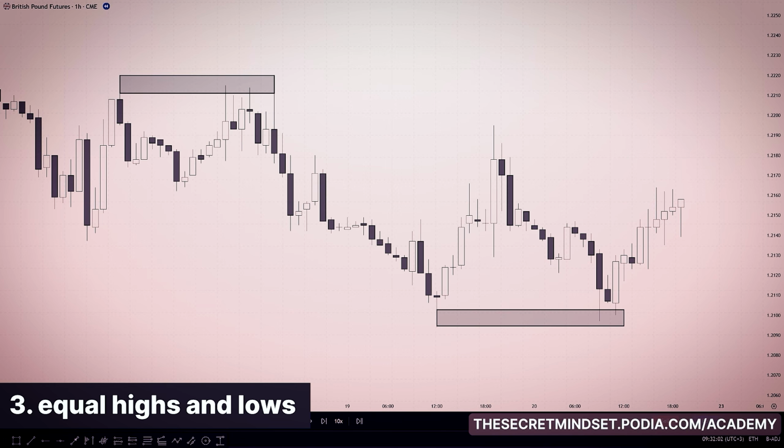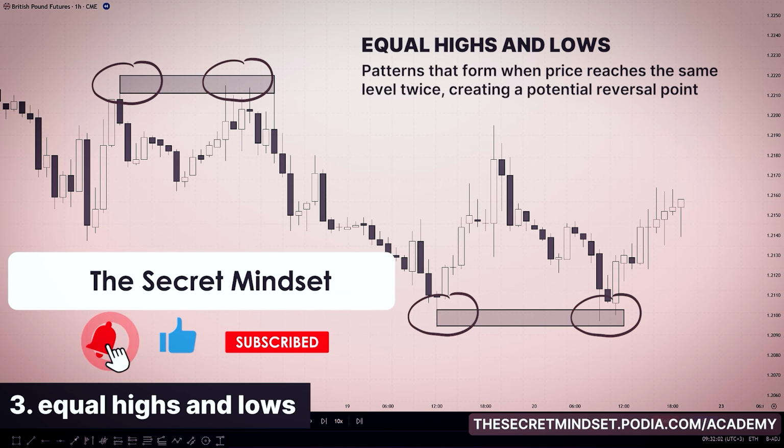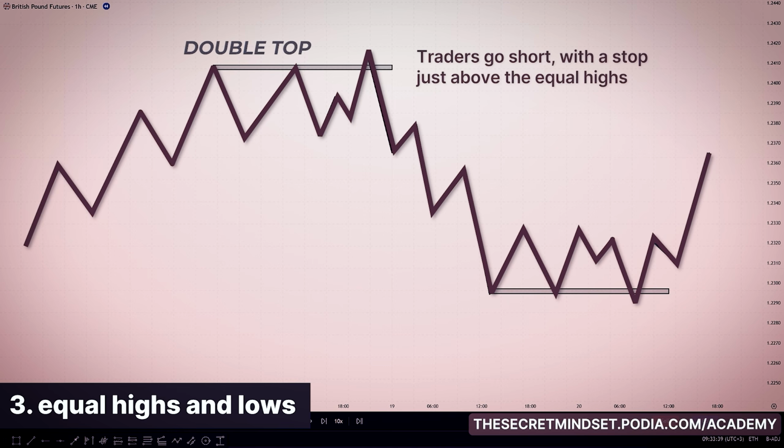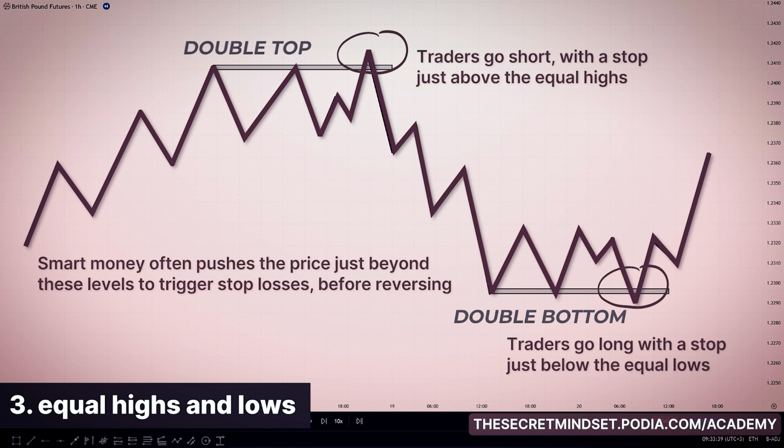Equal highs and lows, also known as double tops and double bottoms, are also exploited by smart money. These patterns form when price reaches the same level twice, creating a potential reversal point. Traders often see these patterns and place their trades accordingly. For a double top, they might go short, with a stop just above the equal highs. For a double bottom, they might go long, with a stop just below the equal lows. Smart money knows this and often pushes the price just beyond these levels to trigger stop losses before reversing.